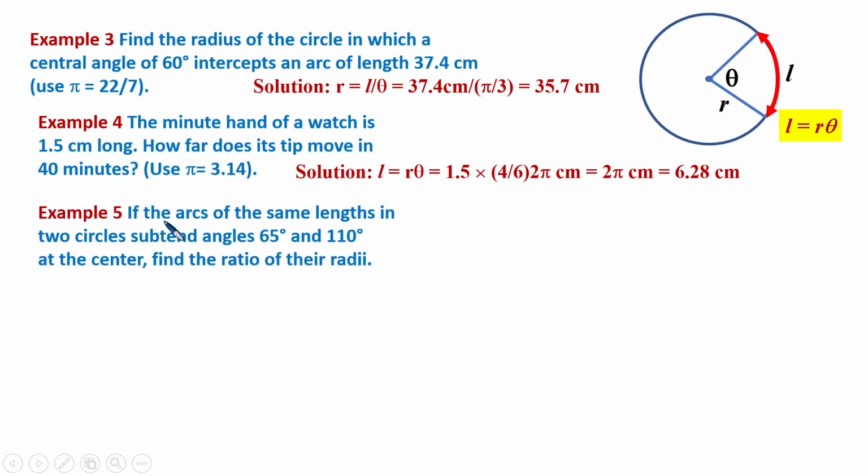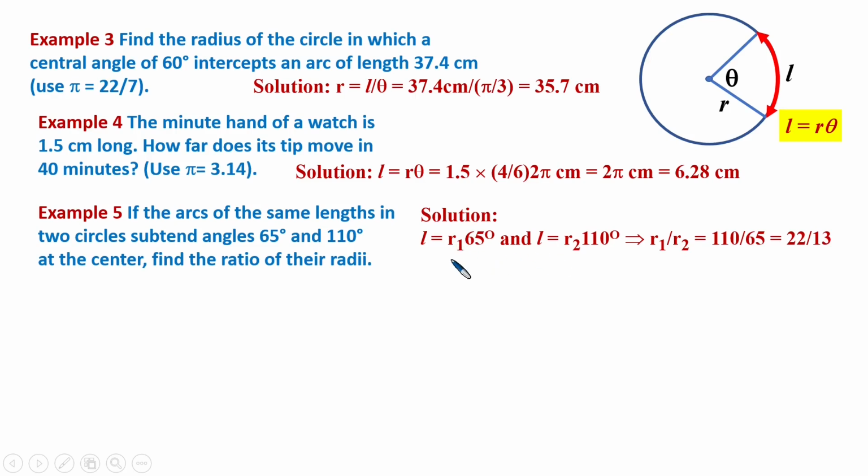Now example 5. If arcs of the same length of two circles subtend 65 degree and 110 degree at the center, find the ratio of the radii. So this is also very simple. Since these lengths are the same, I can write R1 times 65 degree is equal to R2 times 110 degree. So then R1 by R2 will be 110 by 65. Here I have written that is 22 by 13. So this is the ratio of the two radii of the circles.